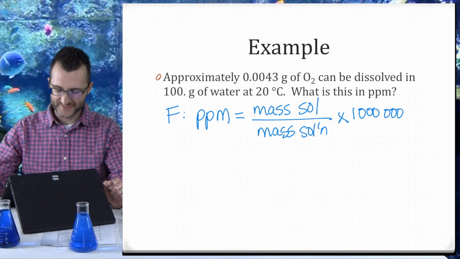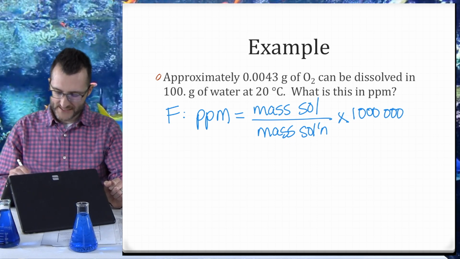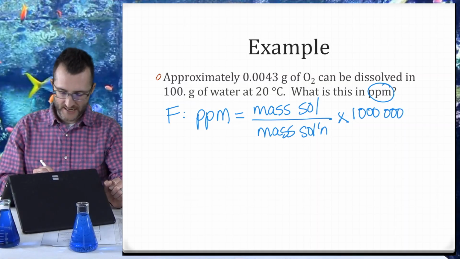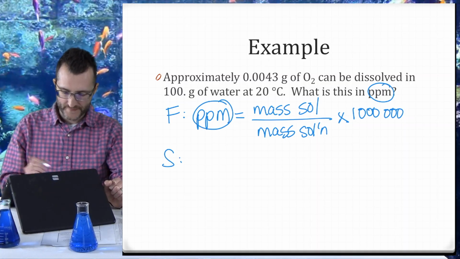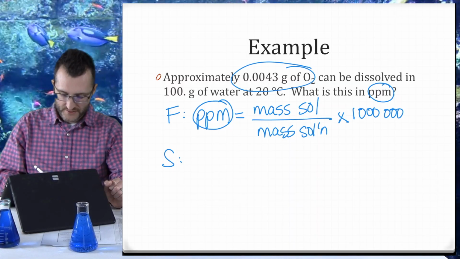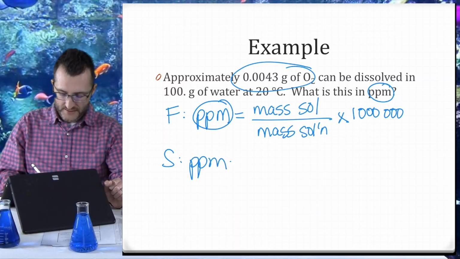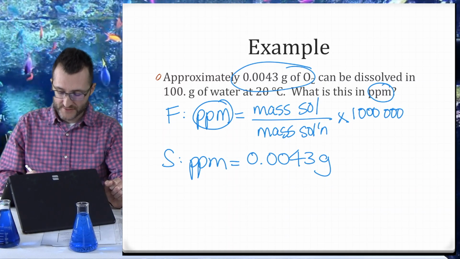All right, so what are we solving for? Let's see, it says, what is this in ppm? So it looks like I'm solving for parts per million. All right, let's substitute the rest of this equation. My solute would be the oxygen right here. So ppm equals 0.0043 grams, not a lot of grams.